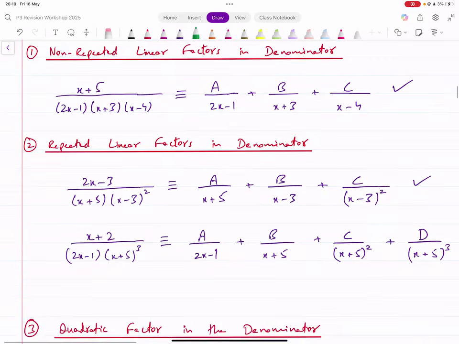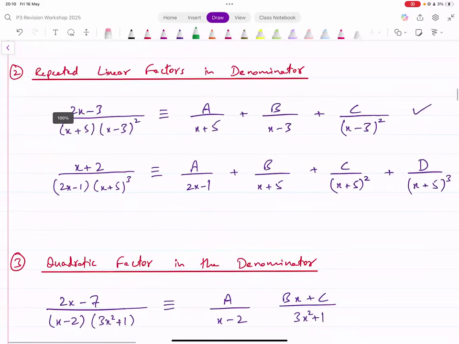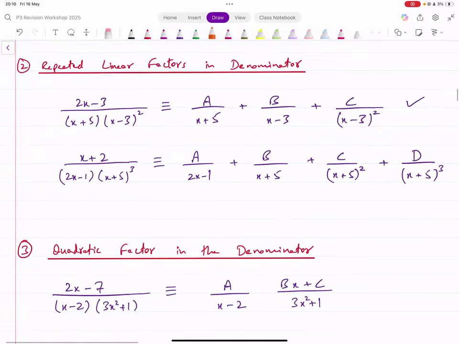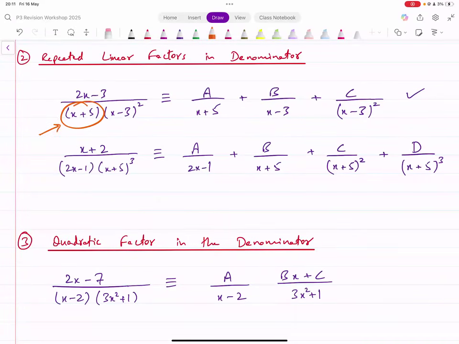When we have repeated linear factors in the denominator, what happens in this case is, for any non-repeated linear factor that's appearing, for that we will just do a over x plus 5. But this is x minus 3 whole squared. We call this a repeated linear factor. We can think of it like this. This is x minus 3 into x minus 3. So x minus 3 is repeating here. When we have something like this, in this case, the partial fractions form looks like this.